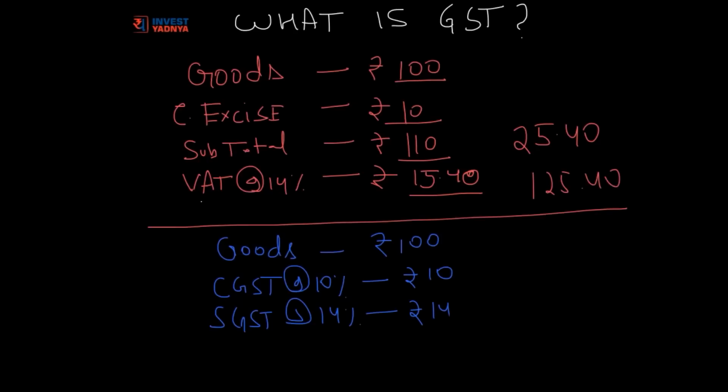Now with GST, both central and state GST are applied on the supply side of the product, not on the manufacturing. So if we take central GST at 10%, which is the same as the central excise we took in the above example, it comes out to 10 rupees, and state GST at 14%, which is the same percentage as VAT above, it comes out to 14. So it comes to 24 rupees. Your product price now becomes 124 rupees. So basically you can see the benefit. There is no tax on tax in GST.